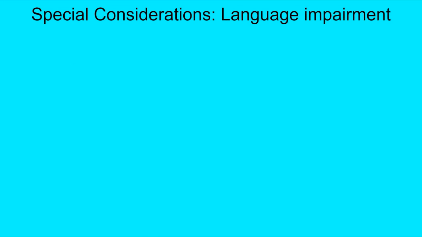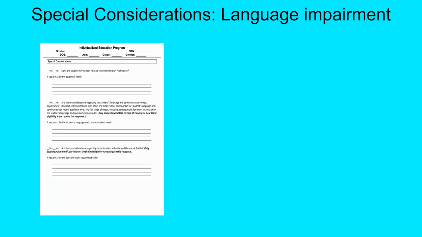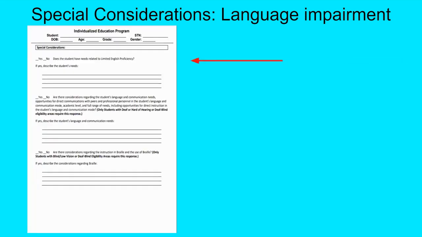So special consideration, okay, language impairment. What does that mean? Well, basically we're not talking about a language impairment such as speech and language. We're talking about language as in a foreign language, okay? So when you see your IEP, you may see where it says, does the student have needs related to limited English proficiency? That means, is their English limited? I know that kind of sounds weird saying that, but do they speak another language other than English? And do they understand English enough to receive support?